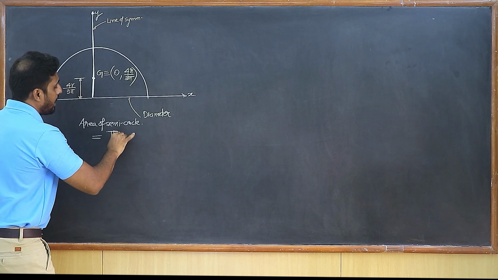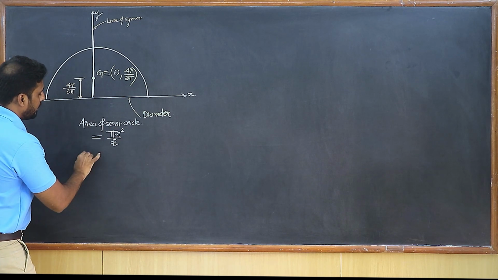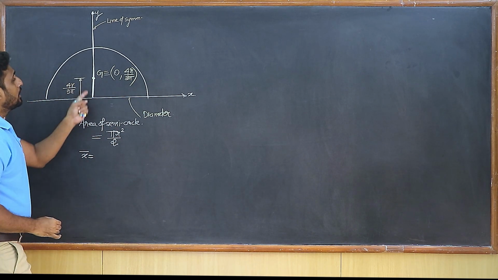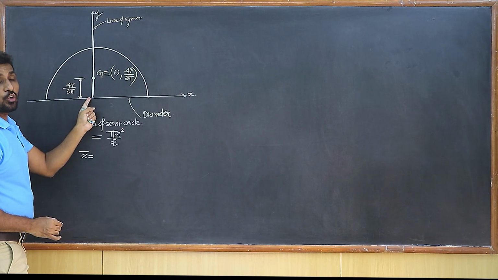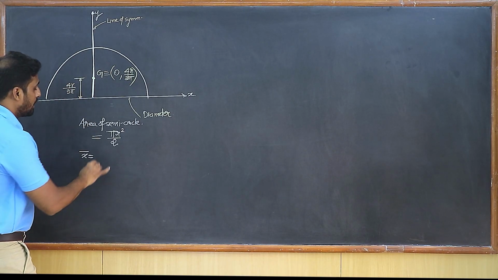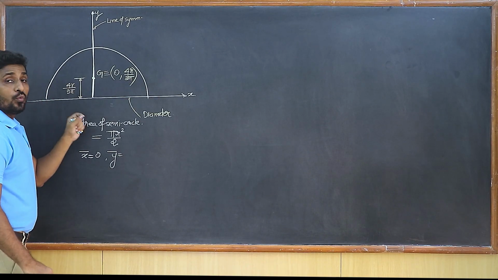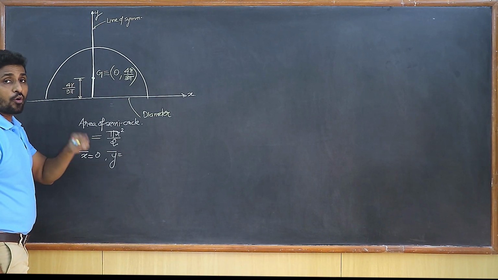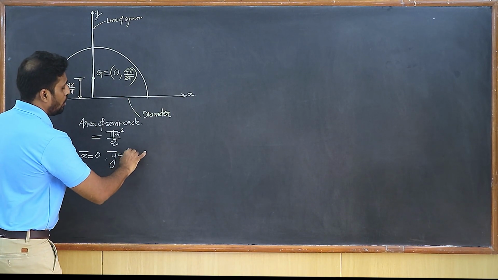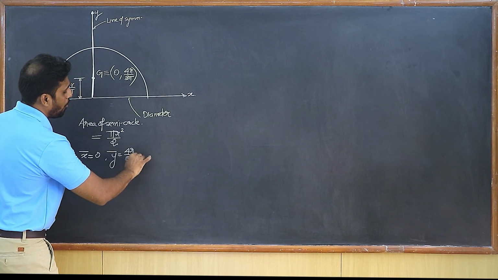So that's pi r square upon 2. Then I asked you about x bar. Since the centroid directly lies on the line of symmetry, which is the y-axis, x bar is going to be 0, and y bar, the centroid, will always be at a distance of 4r upon 3 pi from the diameter. So I can say y bar is 4r upon 3 pi.